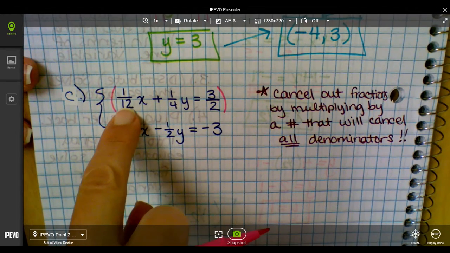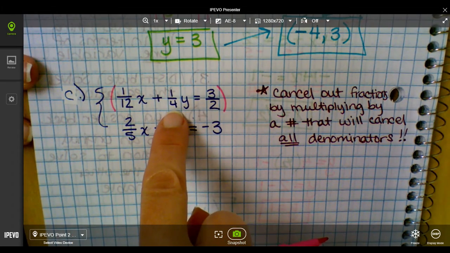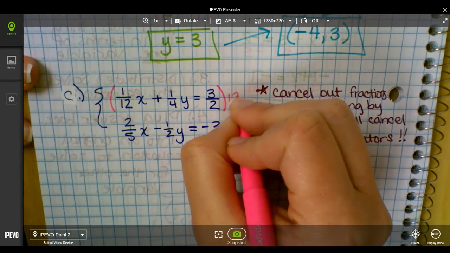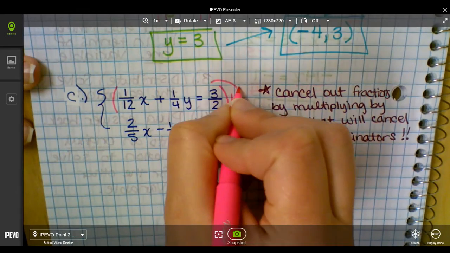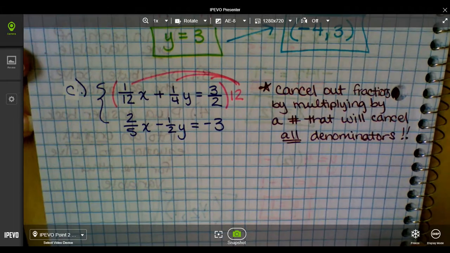Can I take 12? Obviously 12 is divided by 12. Can I do 12 divided by 4? And the answer is yes. Can I do 12 divided by 2? That answer is yes. So for this one, my number is just going to be 12. And again, I'm going to have to distribute that to all 3 of these guys.